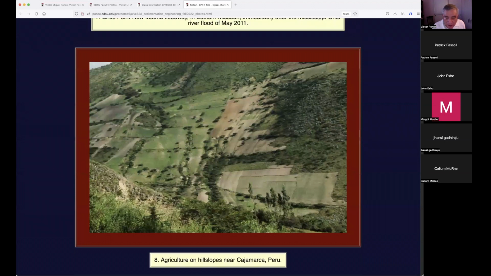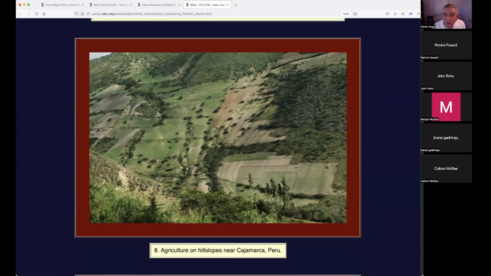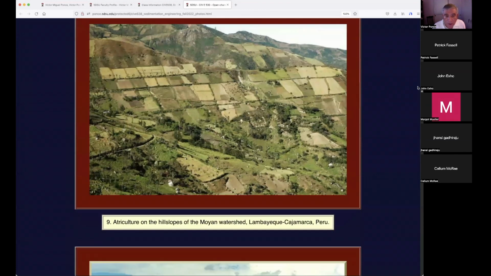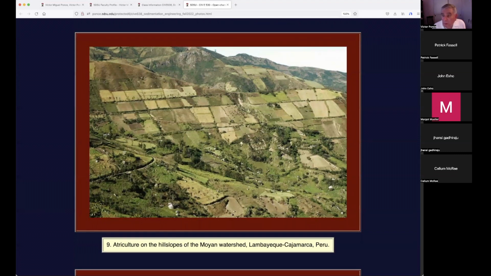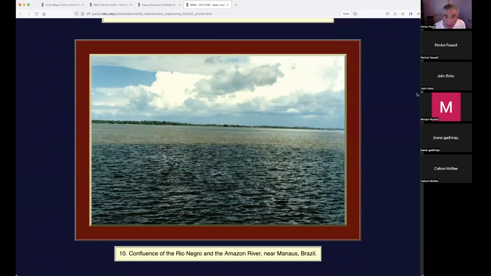This is agriculture on the slopes. If we do agriculture on the slopes, it's very important to make sure that we're not moving the sediment away. And apparently these people are doing the right thing. Exactly how, I do not know, but they're doing it. Same in here. I was very much impressed. These are hill slopes on the Moyan watershed in Cajamarca, Peru. As you can see, 20, 30%, if not more, steep. And yet, they're fine. If they were not fine, they would have already developed what we call gullies, and we will talk about gullies later on.